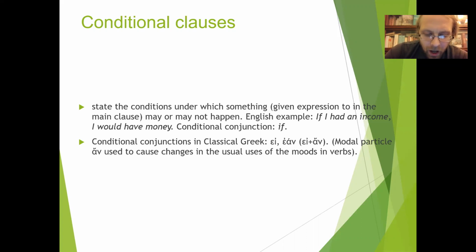In general, the modal particle an is used to cause a kind of modal change in verbs. Thus, for instance, a verb in the subjunctive mood can be combined with the modal particle an to express future action, and the modal particle an conjoined with an indicative, for instance, an imperfect, can be used to express a counterfactual event. Now, to effect these kinds of modal changes in modern English, you have to use some auxiliary verb. Like, for instance, in the sentence, if I had an income, I would have money, wherein the auxiliary verb would is employed to bring out the counterfactual nature of the state given expression to in the main clause, namely that of the subject actually having money.